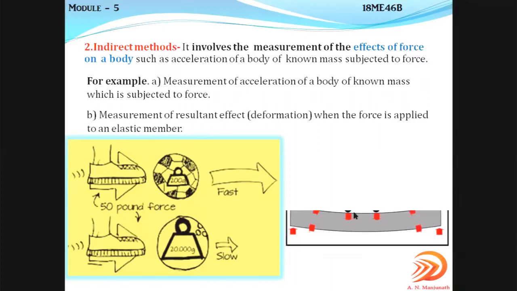The second example will be this. You can observe here, measurement of the resultant effect, that is the deformation, when a force is applied on an elastic member, right? Assume this will be a hanging bridge. On the hanging bridge, when a vehicle moves, there will be some sort of deformation. That amount of deformation, the resultant effect of the force which is acting, can be measured, and it is considered an indirect method of measuring forces. This is the other example of an indirect method of doing the measurement, right?